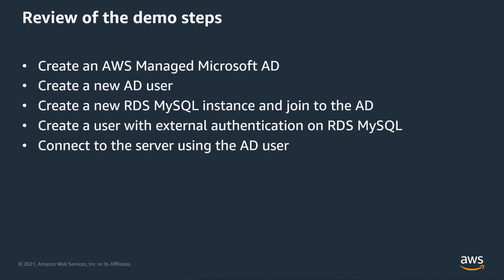So let's review the demo steps real quick. We will start by creating a managed Microsoft Active Directory. Then we will create a new AD user, which we will use later to log on to the RDS MySQL instance. Next, we will create a new RDS MySQL instance and add it to the domain we created in the first step. We will connect to the MySQL instance using a local user and create an external user corresponding to the Active Directory user that we created in the previous steps. And finally, we will log in as the Active Directory user and validate.